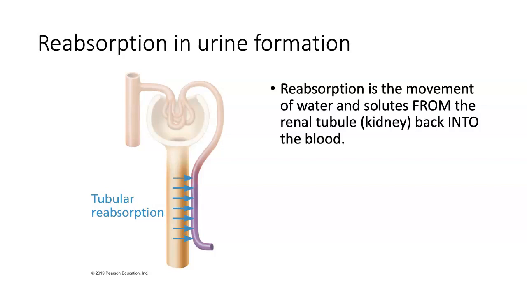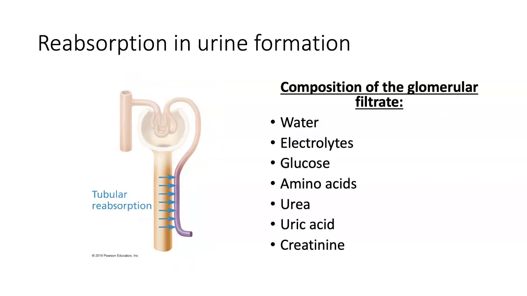Let's take a look at the second step in urine formation, reabsorption. Reabsorption is the movement of some of the water and solutes that got filtered into the nephron from the nephron back into the blood. So reabsorption is taking substances that entered the kidney and then putting them back into the blood. And so let's just take a look at what the glomerular filtrate consists of.